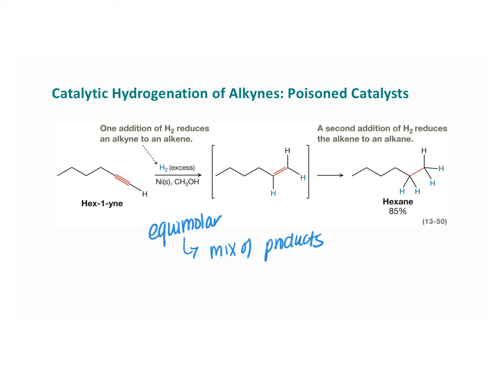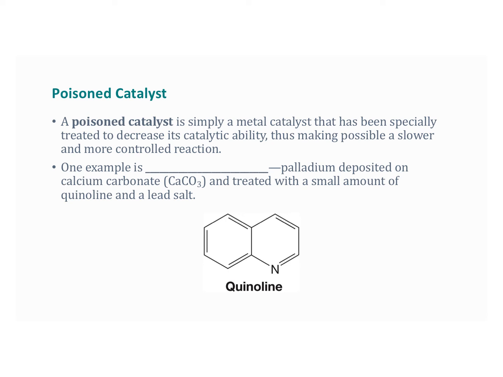Now, if an alkene is the desired product, so let's say you've got a triple bond and you don't want to go all the way to a single bond, the catalytic hydrogenation can be stopped at the alkene stage by using a stoichiometric amount of H2 and something called a poisoned catalyst. Okay? Now, a poisoned catalyst is just a metal catalyst that's been specially treated to decrease its catalytic ability. Okay? And that makes it slower and a more controlled reaction. And so a really good example of this is the Lindlar catalyst, and that's shown here.